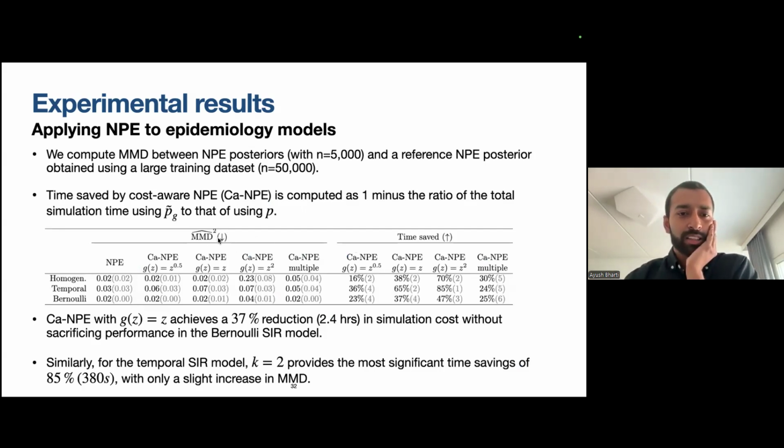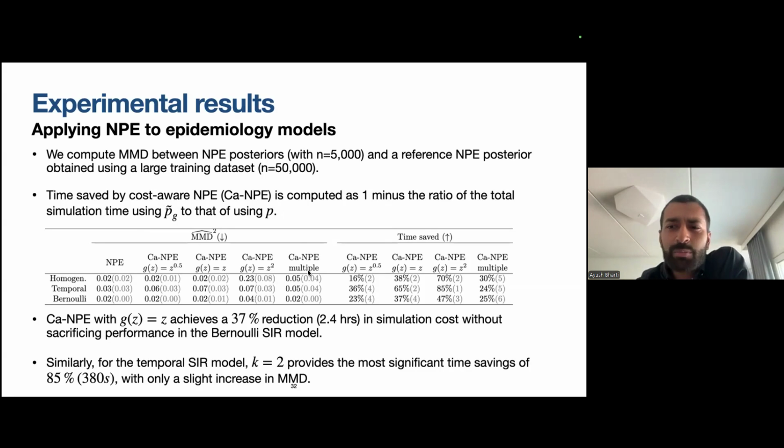Again, for efficiency, I'm plotting the MMD between the posterior that we get and some reference posterior. And then this is the time saved, which is 1 minus the ratio of the simulation time using our method versus just using the prior. So it should be more. So these are the three different models.